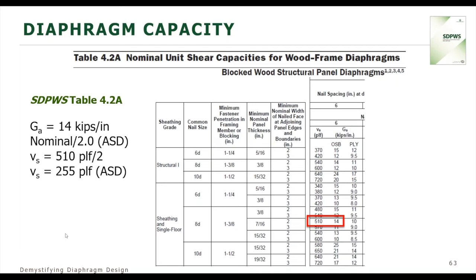Now, right off the bat, as I mentioned in the previous slide, we go to table 4.2.4. This is a truncated look at the table where we're only showing the seismic columns for the spacing of the nailing at 6 and 6. We have our apparent shear stiffness of OSB of 14, which is shown here, and then our nominal unit shear capacity of 510 pounds per linear foot. Now remember, this table is based on a dual format so that we can do both an ASD design and an LRFD design. So we have the nominal unit shear capacity, and to get it into an ASD design, we divide by 2.